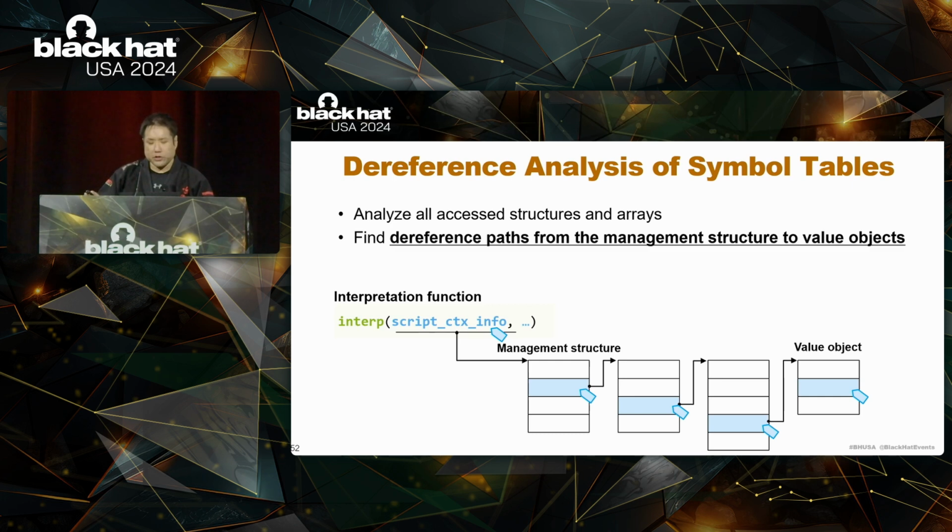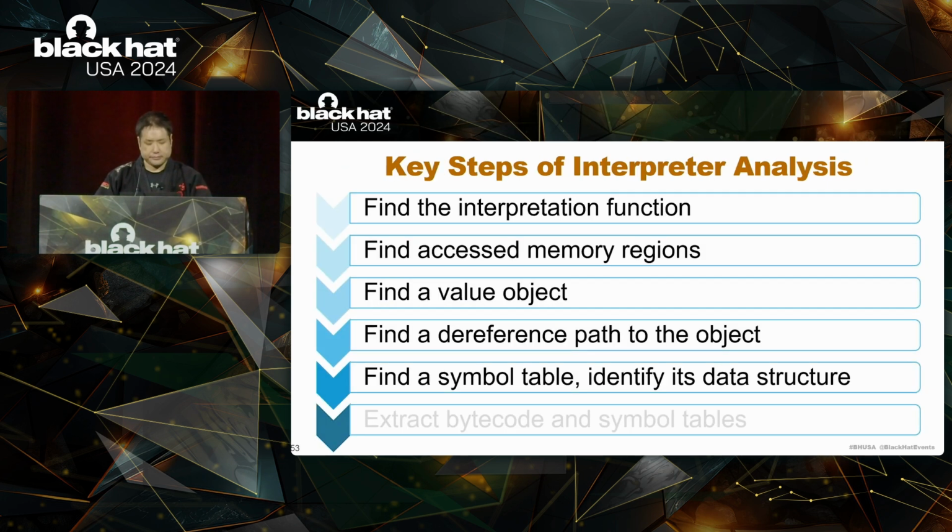So using this, we analyze the dereference paths from the management structure to the found value objects. We can achieve this by understanding the dereferences in structures and arrays on the path, the dereference chains. Next, we find a symbol table and identify its data structure.